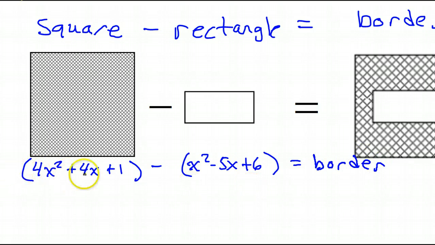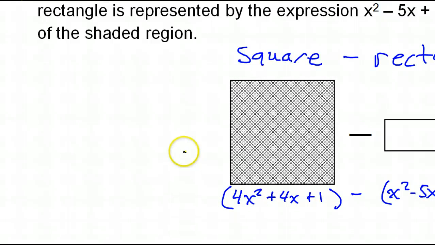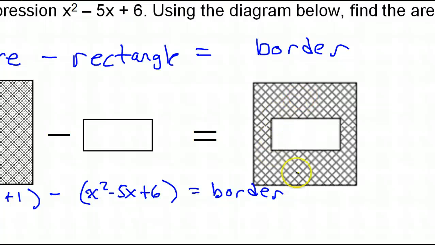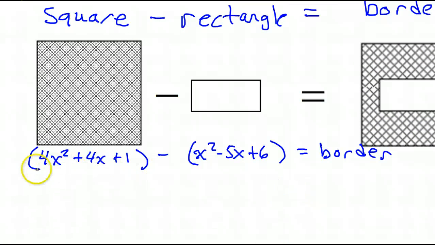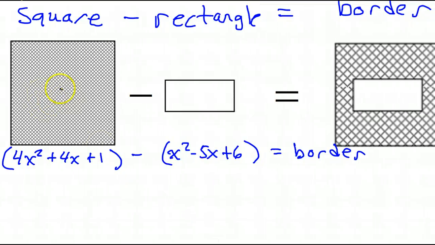So this expression on the left should equal the border. The square minus the rectangle will give us the border. And the border is what we're supposed to find. We're supposed to find the area of the shaded region, which is the border here, just the outer part. So all we really have to do is simplify this subtraction, and that's going to be the answer. So the rest is easy. The hard part was understanding this equation. If you understand the equation, the square minus rectangle equals border, the rest is actually pretty easy.